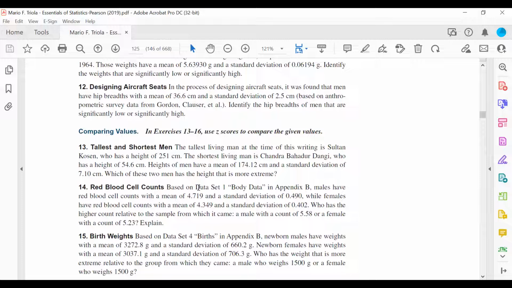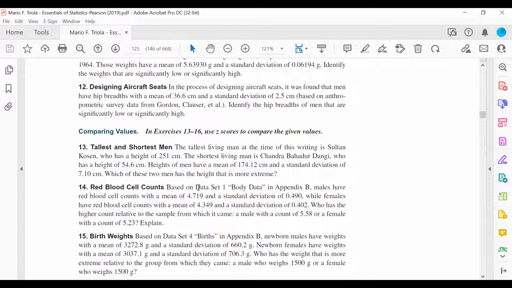This is the world. They want to know which of those 2 men had the height that is more extreme. How far away from the center did one of them have the furthest? That's what they want to know. So in other words, they want you to compute the z-score for both of them, and figure out which one was relatively far from the center of 0. All right, so let me write down.